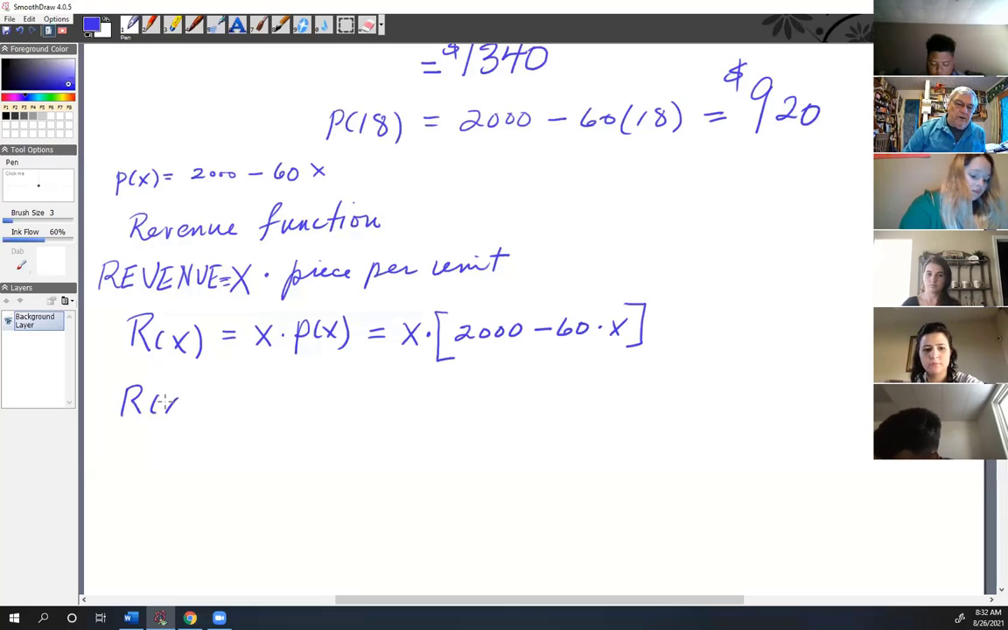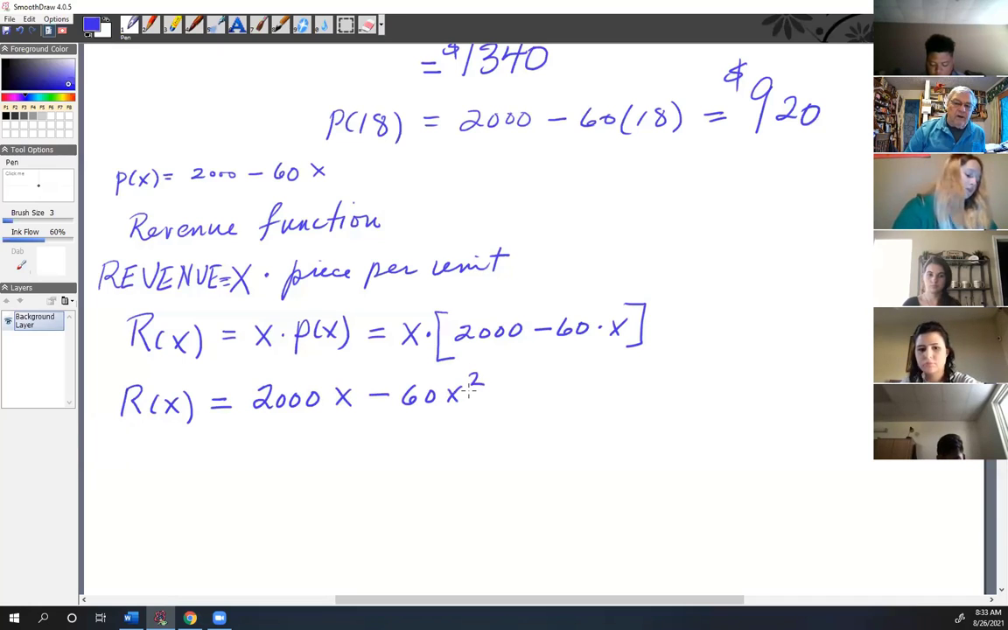But if we're going to be using the revenue function, it's probably worthwhile to clean this up a little bit. By clean it up, I mean I could distribute this multiplication right here and get an equivalent, but maybe a little simpler expression that would look like that. So the revenue is going to be 2000x minus 60x squared.